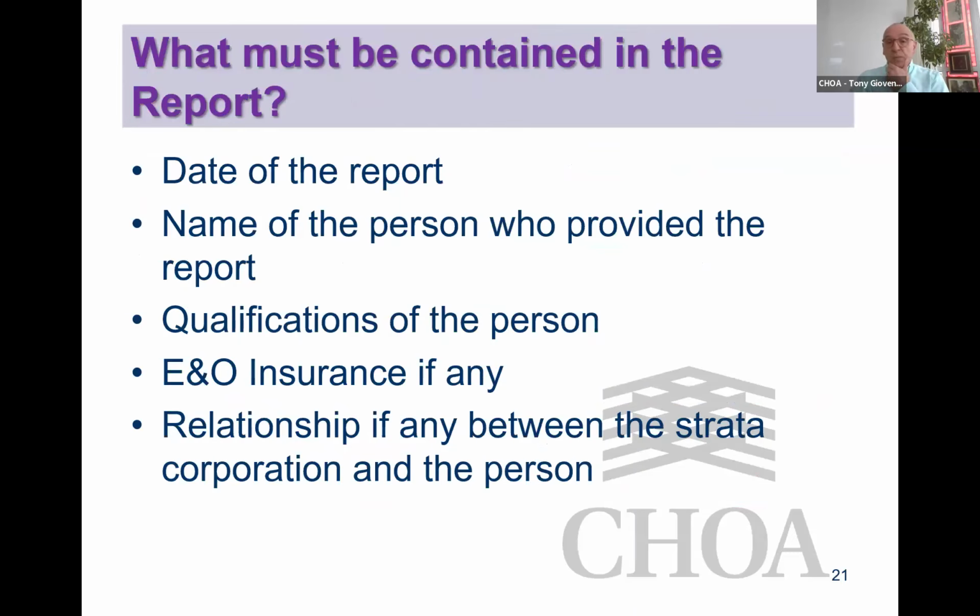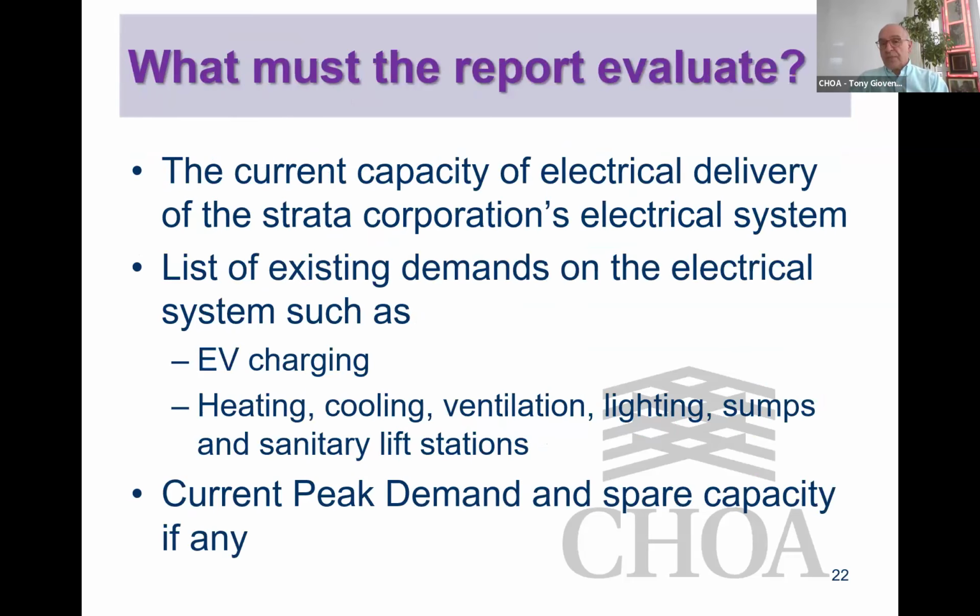The little details in the reports: the date of the report, the name of the person who provided the report. This is also the person who actually did the research and the work with you. The qualifications of the person, if they have any errors and omissions insurance, and if they have any relationship with your strata corporation. We talked about current capacity, but look at the list of existing demands on your building systems.